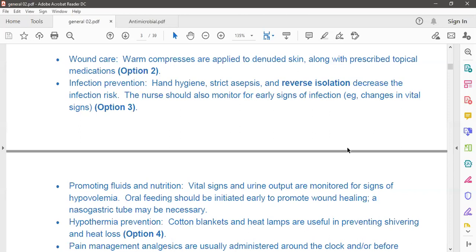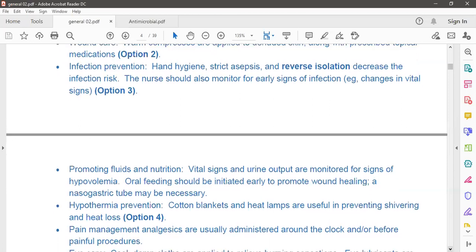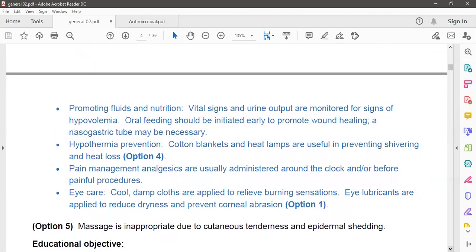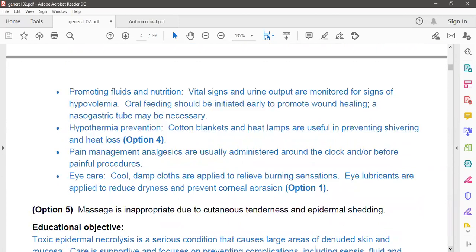The nurse should also monitor for early signs of infection. What are the early signs? Increased temperature, fever, or changes in vital signs. Promote fluids and nutrition to prevent dehydration and hypotension. Vital signs and urine output are monitored for signs of hypovolemia. Hypovolemia leads to shock, and shock leads to death. Oral feeding should be initiated early to promote wound healing. Hypothermia prevention, so no need to take the blanket off.